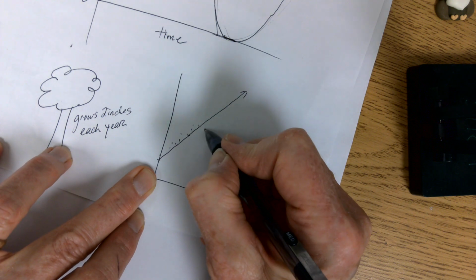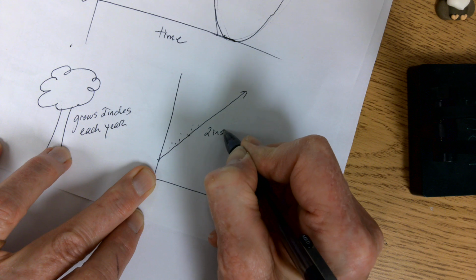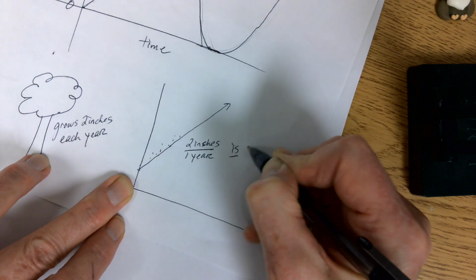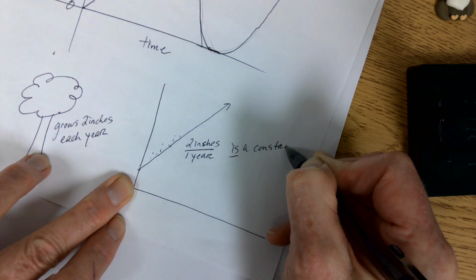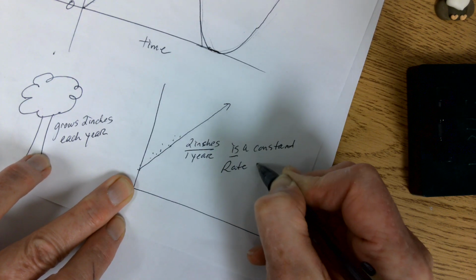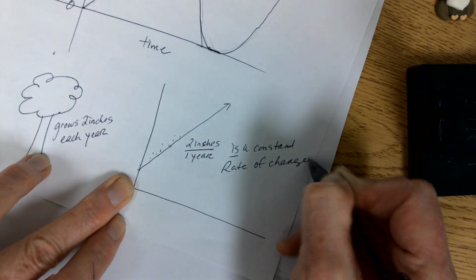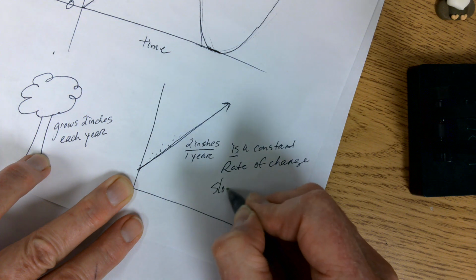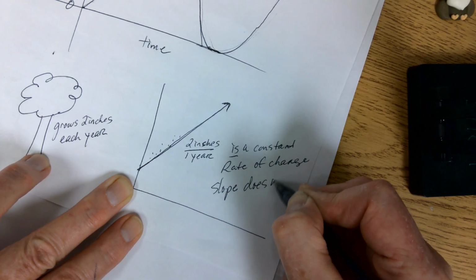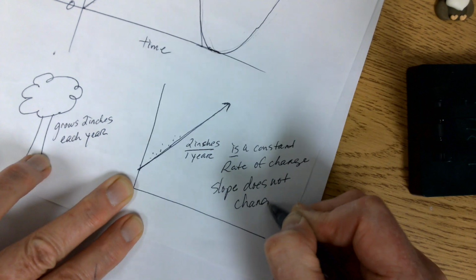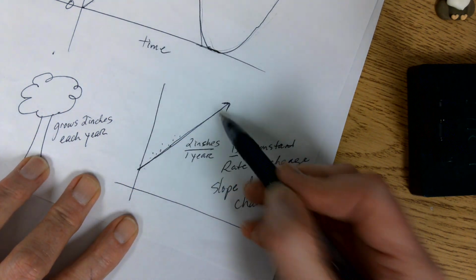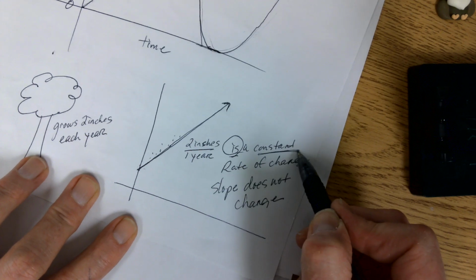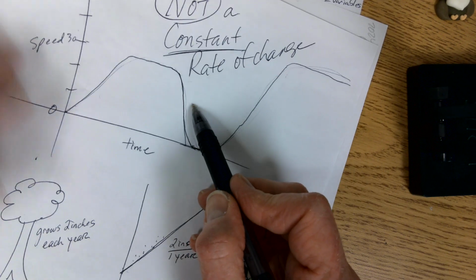So this 2 inches every 1 year is a constant rate of change. It has a constant slope. It doesn't change. Okay? That's what rate of change is showing you in a graph. This one is constant, stays the same. This one is not the same.